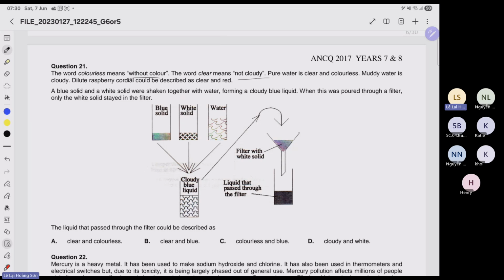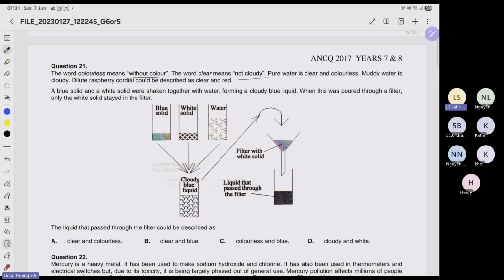Colorless is when, for example, you can see through the solution. For example, like wine: sometimes you can see the color of yellow or pink, right? You can still look through the wine. It's just that it has a color of yellow or pink. That is colored. Not cloudy is when you can see.